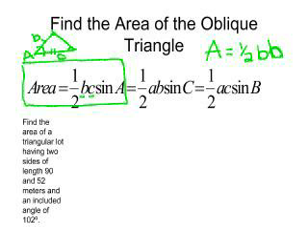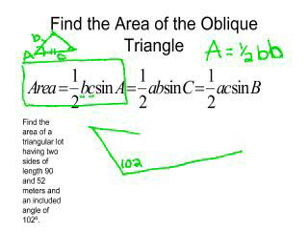Okay, so it says find the area of a triangular lot having two sides of length 90 and 52 meters and an included angle of 102. Alright, so let's draw our triangle. So here's our included angle. So this is 102. And then we'll let this side here be the 90, and then this other side be the 52. So we're given two sides and the included angle.